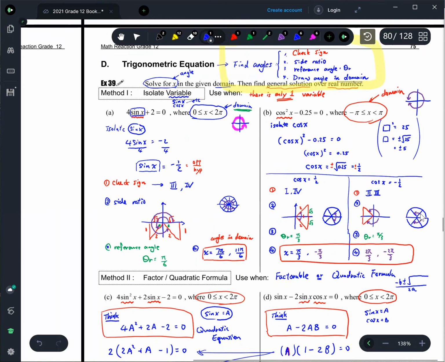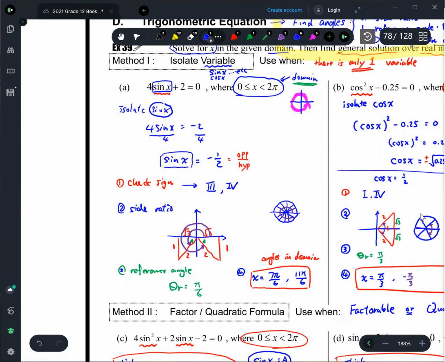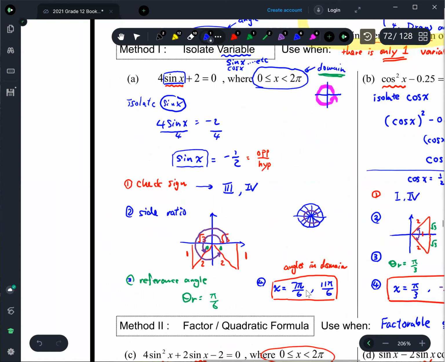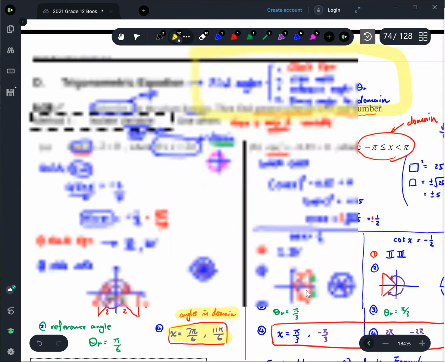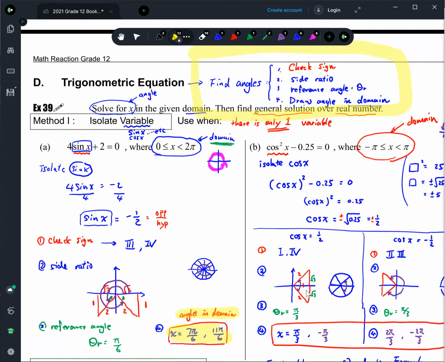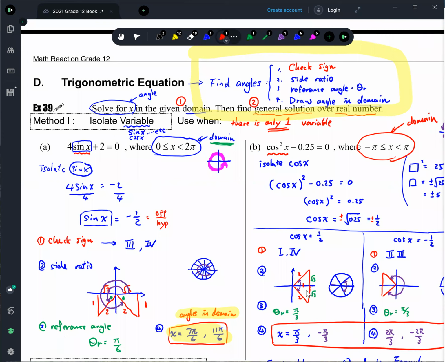Okay, so last time we found the angles in the domain. We'll just look at question A for now. Angles in domain, that's what I've highlighted right here. There's another part of the answer called the general solution. If you look at the instruction, it says solve for x in the domain. That's the first part. And then find the general solution. That's the second part. So we're going to look at the second part.